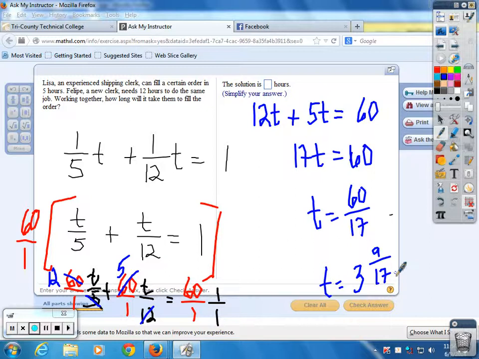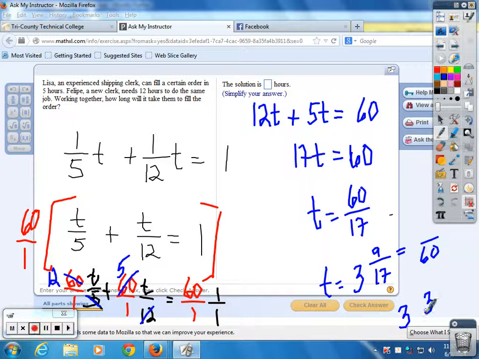It's 3 hours and 17 minutes. Yeah, but how do you change that to minutes? Well, make it into an equivalent fraction. How many times does 17 divide into 60? What's 60 divided by 17? Do it in your calculator. 3.52. Multiply that by 9. 31.76. 32 minutes. 3 hours and 32 minutes.